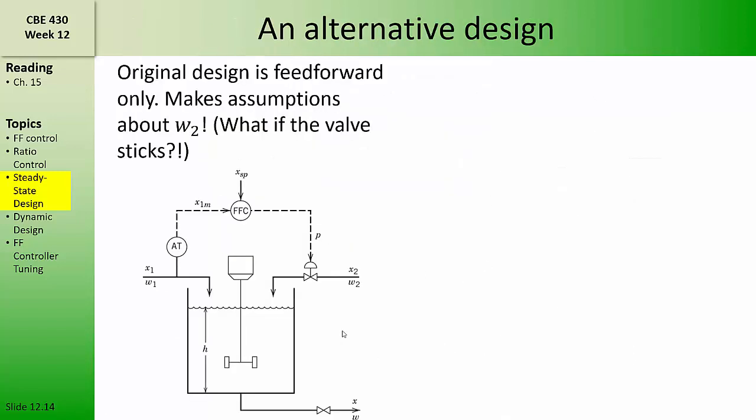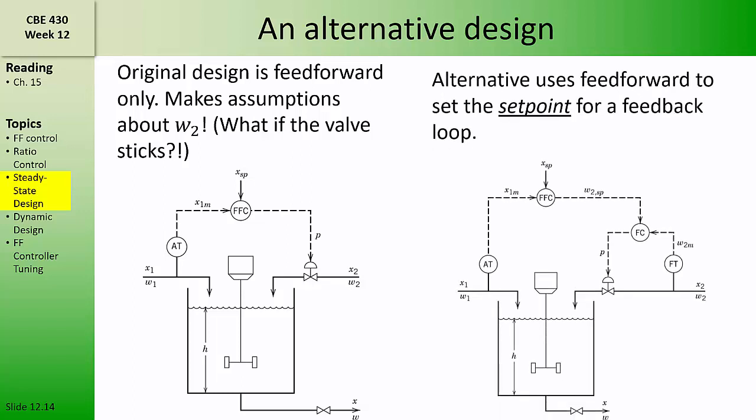Now, of course, that design for the feed-forward controller makes a lot of assumptions. For example, it's assuming that the valve behaves linearly and that the pressure in the feed line for stream 2 is not changing with time. But valves don't always behave linearly, and the pressure in the feed line might be varying. So frequently, feed-forward control loops like this include a separate flow controller that's designed as a feedback loop.